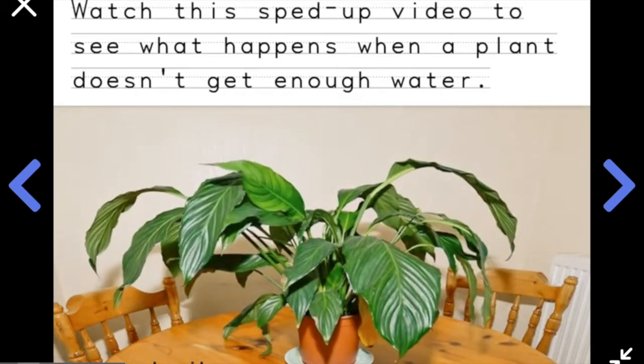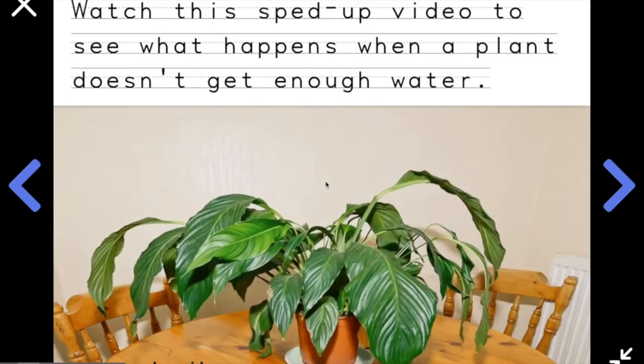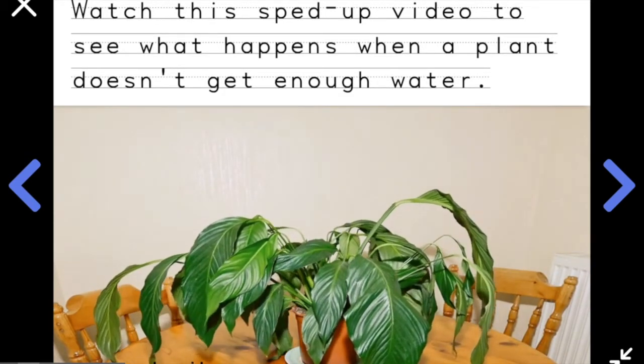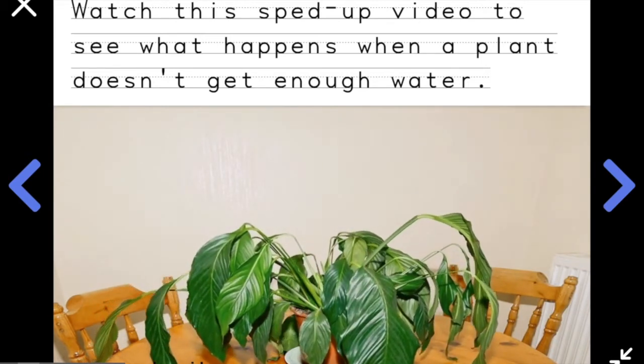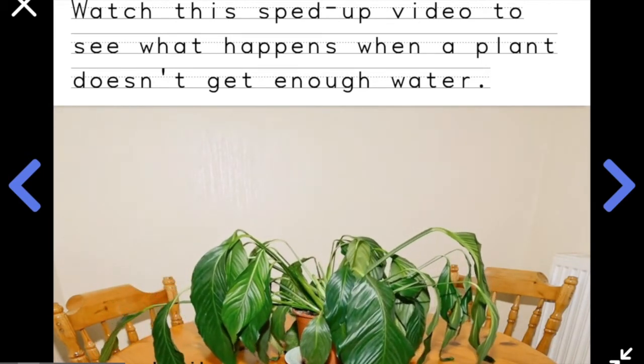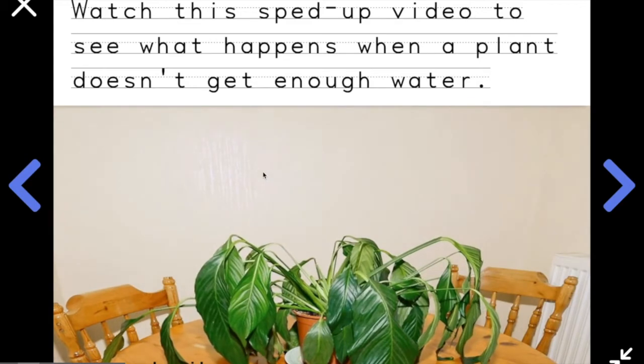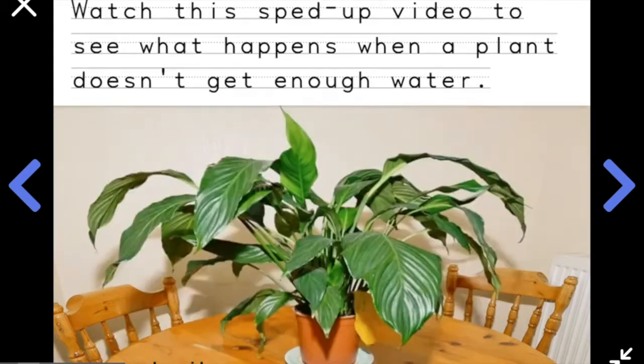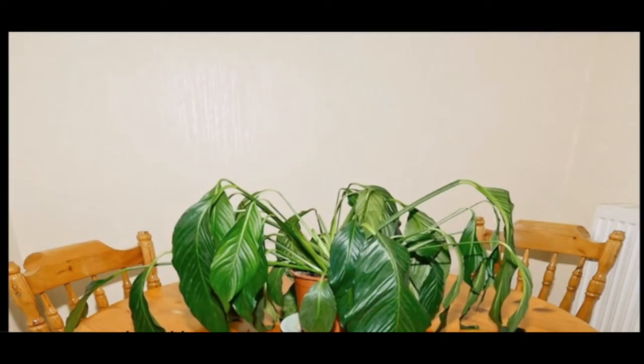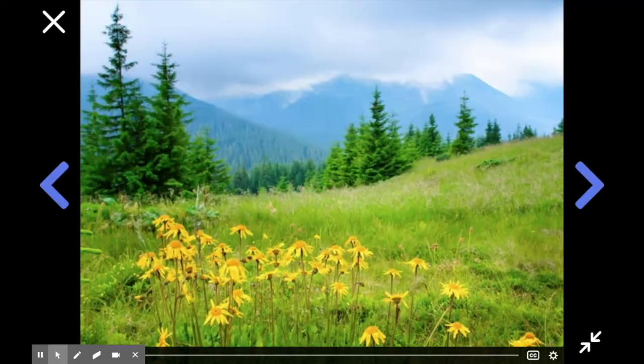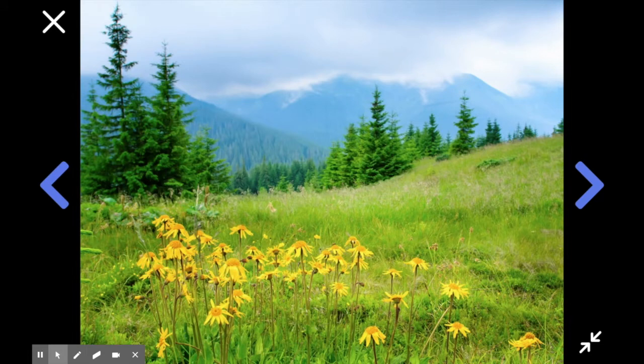Let's watch this sped up video to see what happens when a plant doesn't get enough water. Notice how after a couple of days without water, the leaves began to flop and fall to the side. Plants, things like trees and flowers and grass, anything that has leaves, they're all living things.